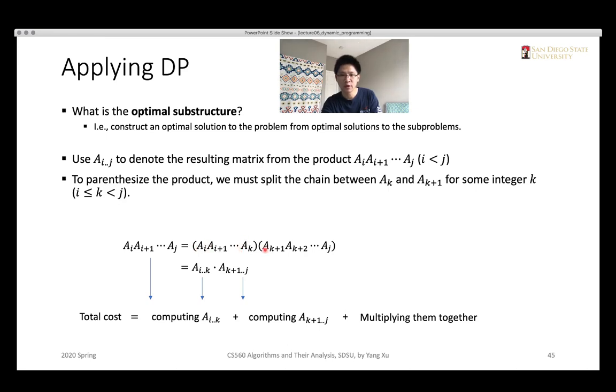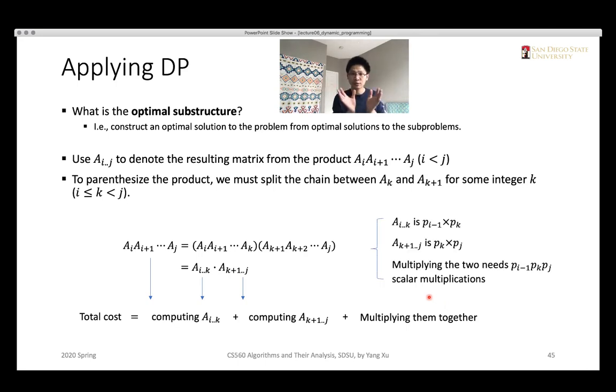Okay, and this part is the cost required by computing the right subchain, and this additional multiplication cost is the cost for multiplying these two matrices. Okay, so just recall that a few slides ago we introduced the cost of multiplying two matrices together, right? Remember the quantity P times Q times R as the total number of scalar multiplications needed in order to multiply two matrices. So that rule applies here as well, okay?